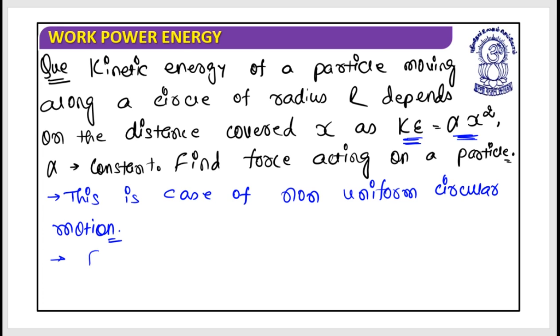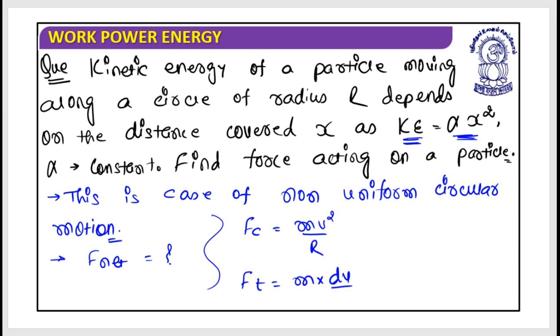So your question would be F net, and while calculating F net, I should keep in mind that I need to find out Fc, which should be equal to mv square by r. I need to find out Ft, which should be equal to m dv by dt. This is tangential force, this is centripetal force. So this is my guideline that I need to follow to get my answer. I hope this is clear.